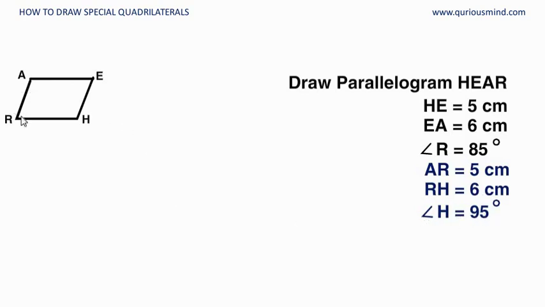So now we know AR, we know RH, we know HE. These three sides we know, and we know the two included angles. So using three sides and two included angles, we can draw a quadrilateral. For that, let's draw the side which is included between these two angles, which is the side HR. So RH is 6 cm. Let's draw that first.